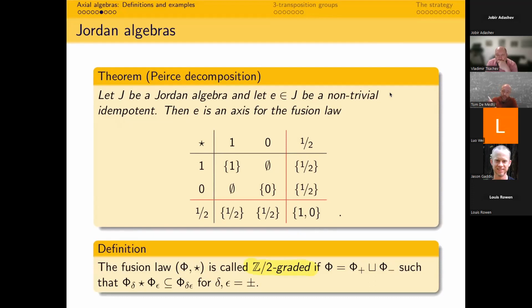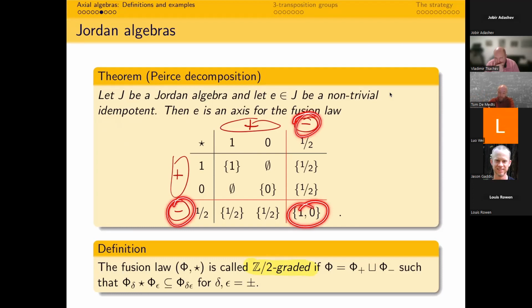It's like a plus part and a minus part, so to speak. So let's call this part the plus part, and this is the minus part. So also here we have the plus part and the minus part. Then you see that two things in the plus part multiply again always to something in the plus part. And two things in the minus part also multiply to something in the plus part again. And then minus times plus is minus, and plus times minus is minus. That's what we call a Z2 grading of this fusion law.